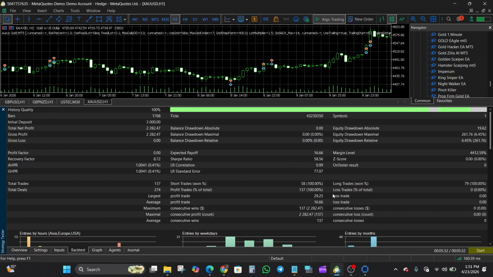So that said, it's not completely hands off. You still need to monitor performance and optimize settings based on your trading environment. If you're looking for something focused on gold with a more risk conscious approach, then this could be worth testing further.